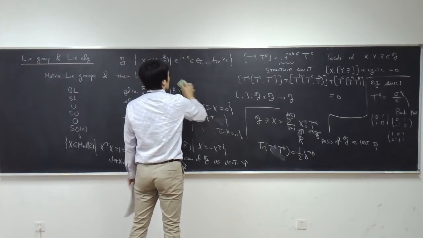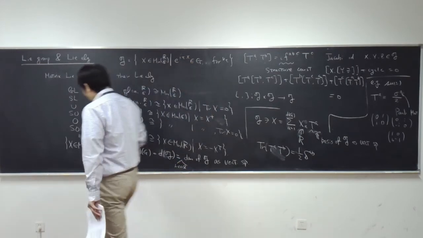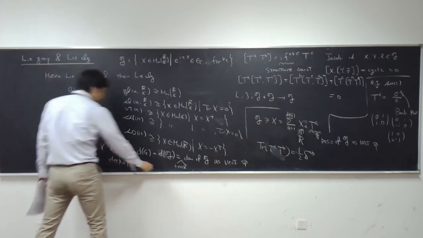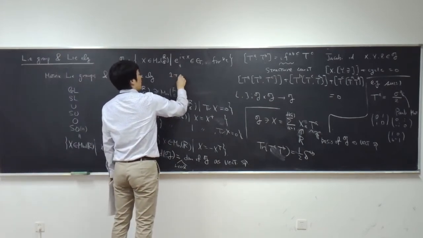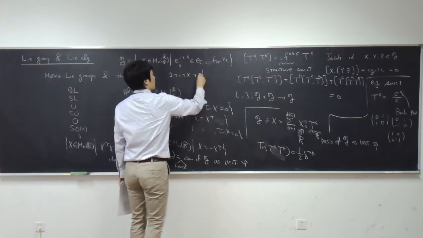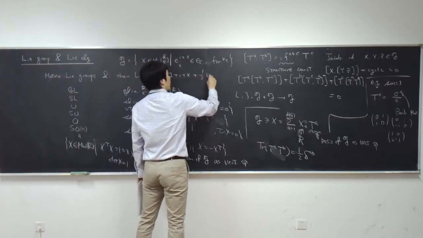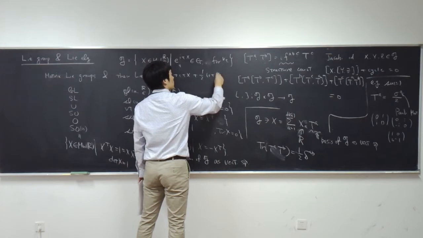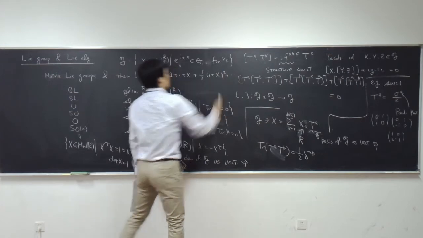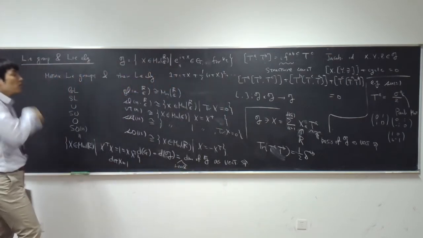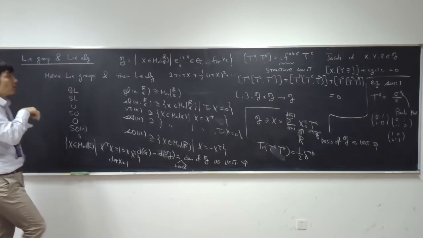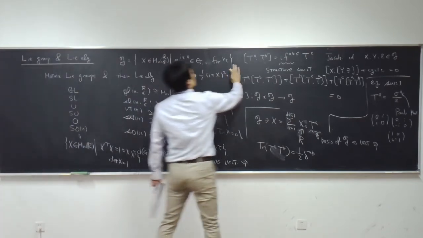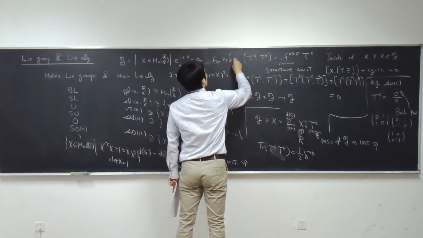Oh, I see what you mean. So here, this literally means 1 plus itx plus 1 half (itx) squared and so on. But to be a real element, of course, t is equal to r.